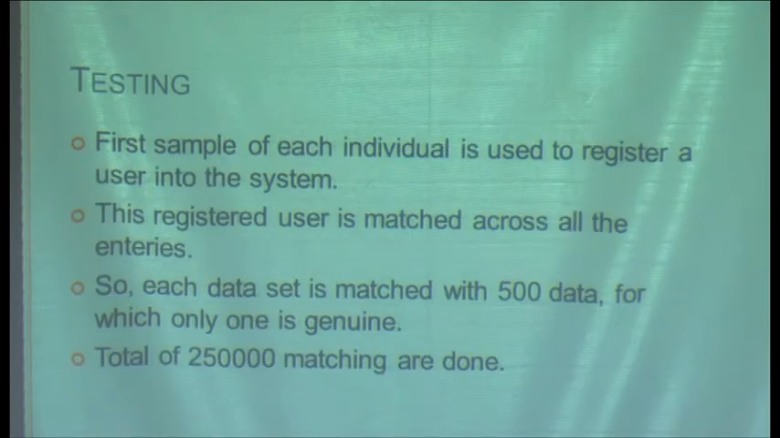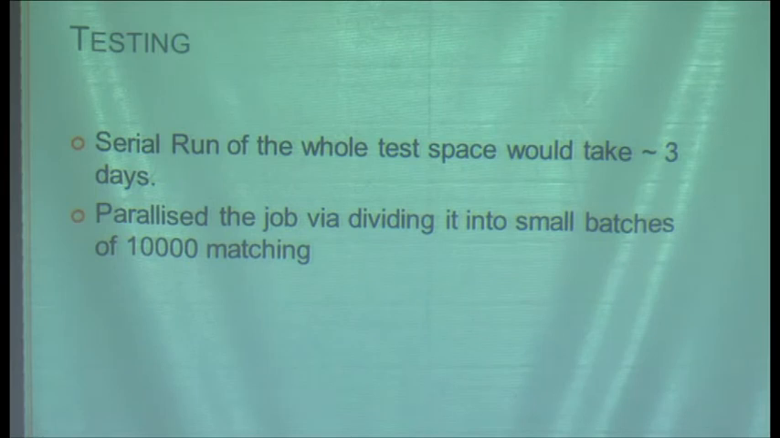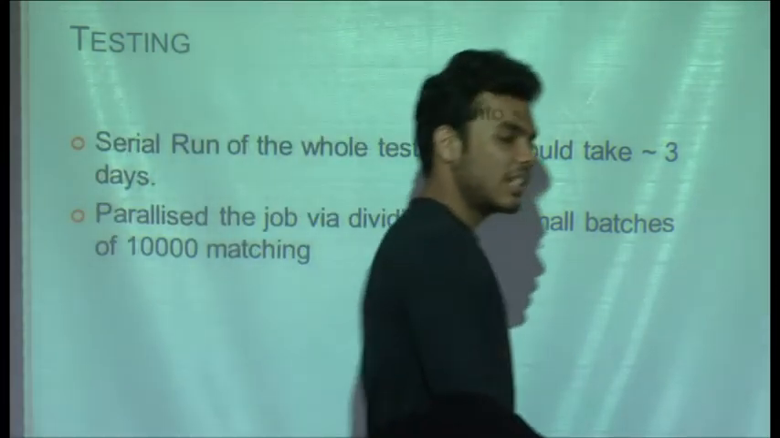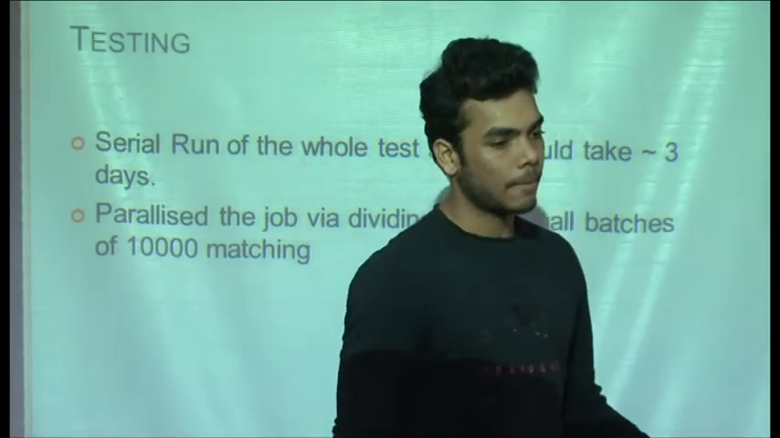So the total matching was around 2.5 lakhs. It took me quite some time to do this. If I did a serial job on it, it would take something around 3 days. So I tried to parallelize it and assign it to 20 machines. How do you do that? Just simple data level parallelism, dividing the data set.